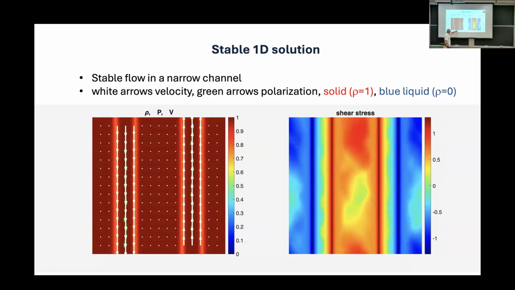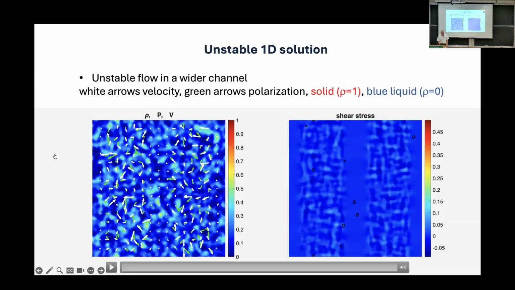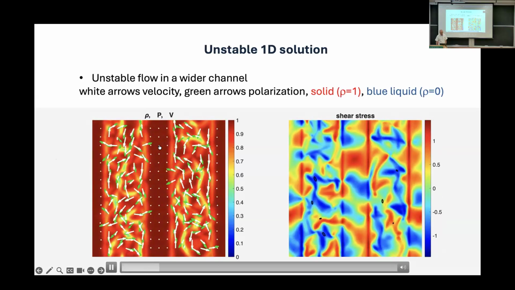Again, because of this periodicity condition, you need two channels. So now what happens if you increase the width of the channel? So make it wider. So there is another transition. So now the same situation, but wider channel.